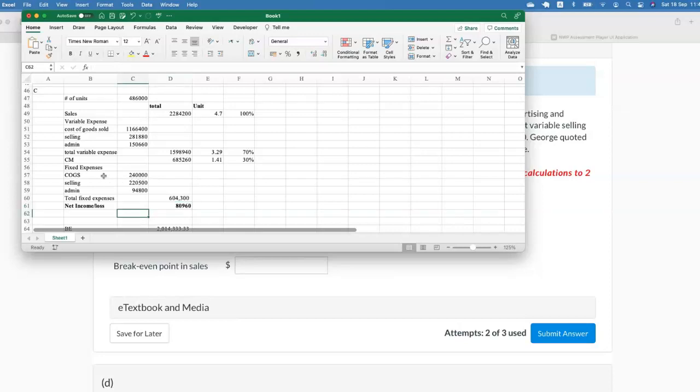Fixed cost will remain the same for all of them except the selling. The selling has been changed by the amount that you have in your question. How much is it? Okay, if you have selling here, it's first 60 percent. Can you open the question please? It's 60%.